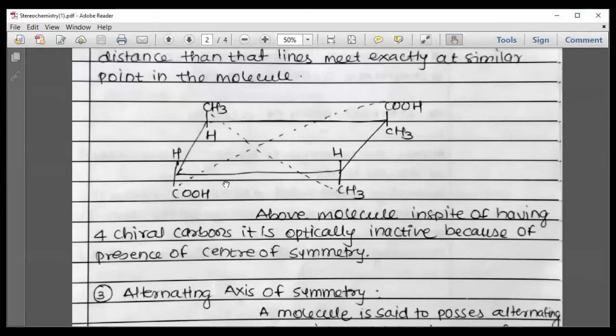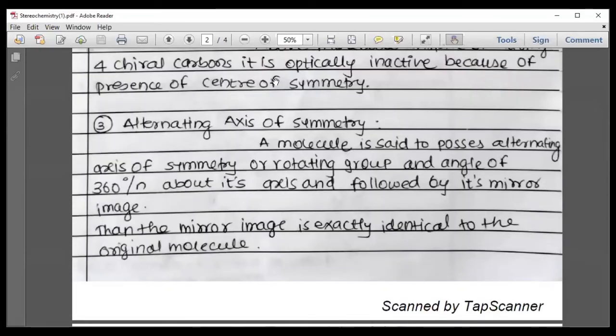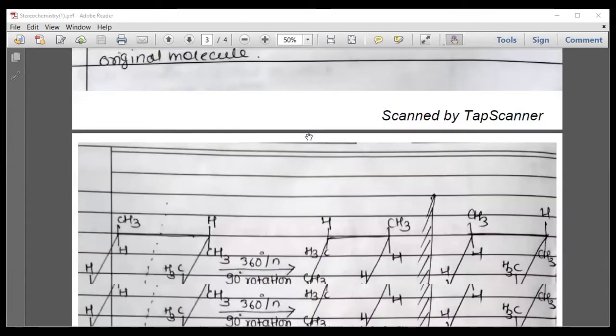Number 3 is the alternating axis of symmetry. This is very interesting. A molecule is said to possess an alternating axis of symmetry if, on rotation by an angle of 360 degrees upon n about its axis, followed by taking its mirror image, the mirror image is exactly identical to the original molecule. Then it is called an alternating axis of symmetry. Now what do you mean by this?